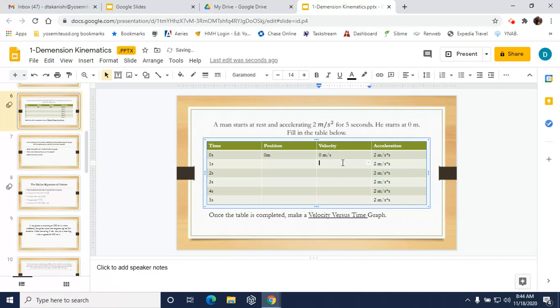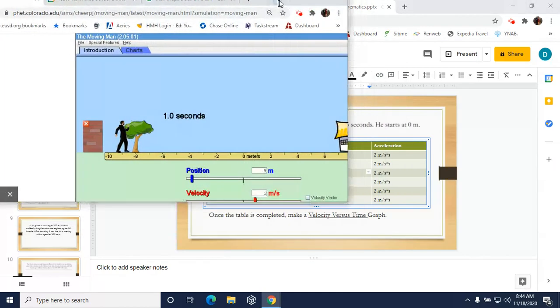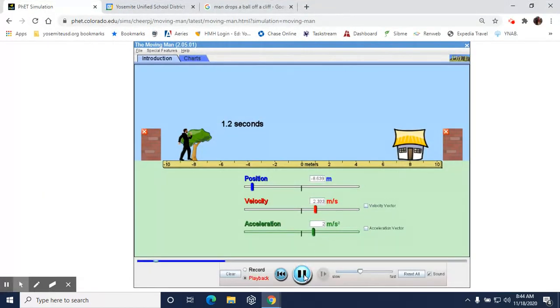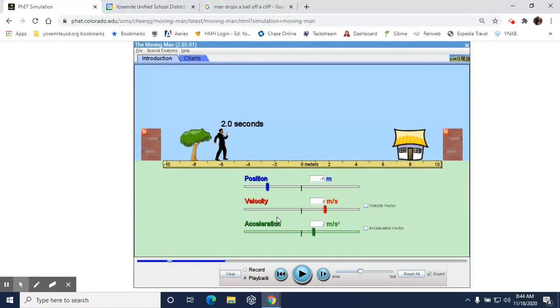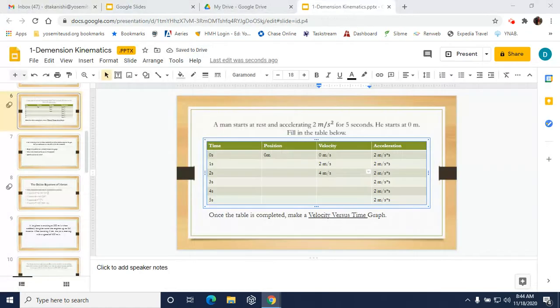So actually, hold on 1 second. I'm going to say seconds a lot, by the way. There we go. So 2 meters per second. All right, 2 seconds goes by. How fast is he going? Okay, his velocity reads 4 meters per second. Okay, so 4 meters per second. Let's keep moving on. Okay, 3 seconds goes by and he's at 6 meters per second.